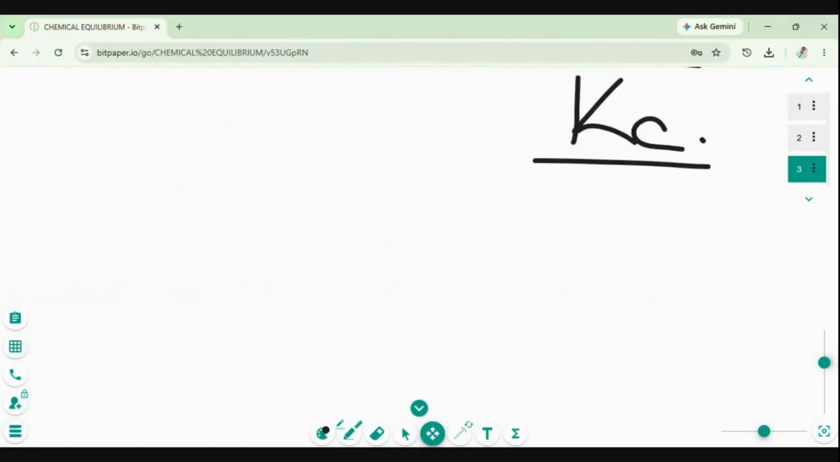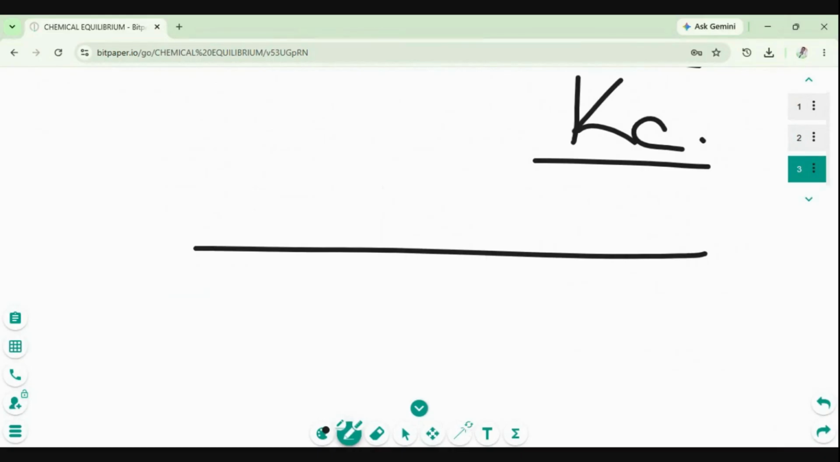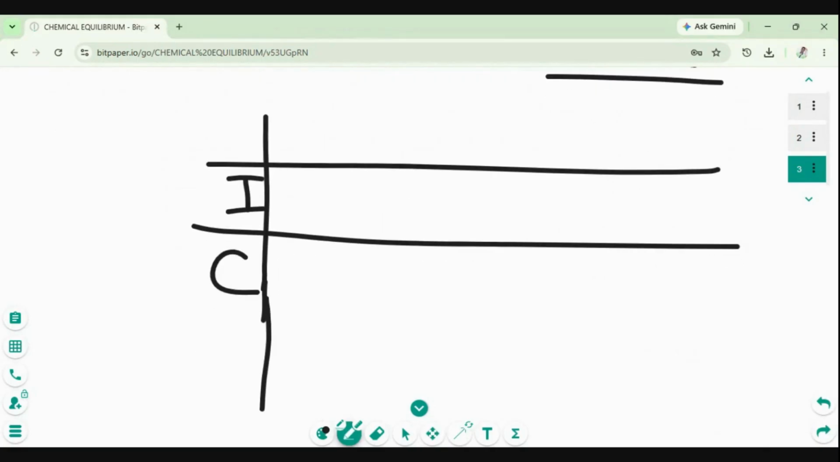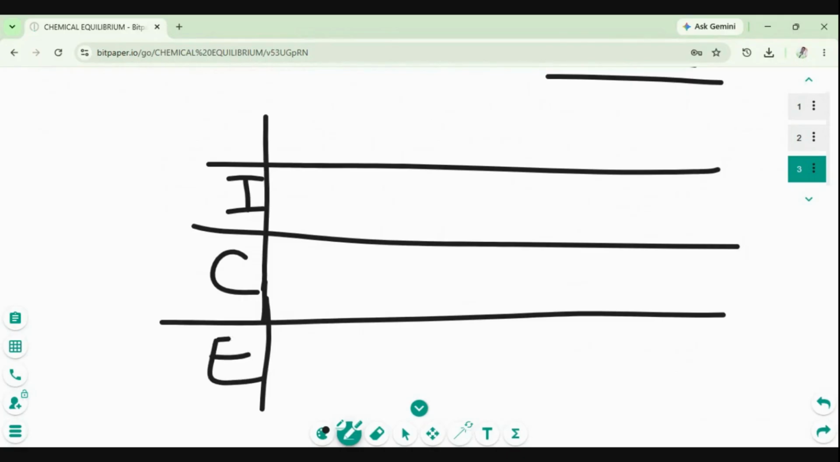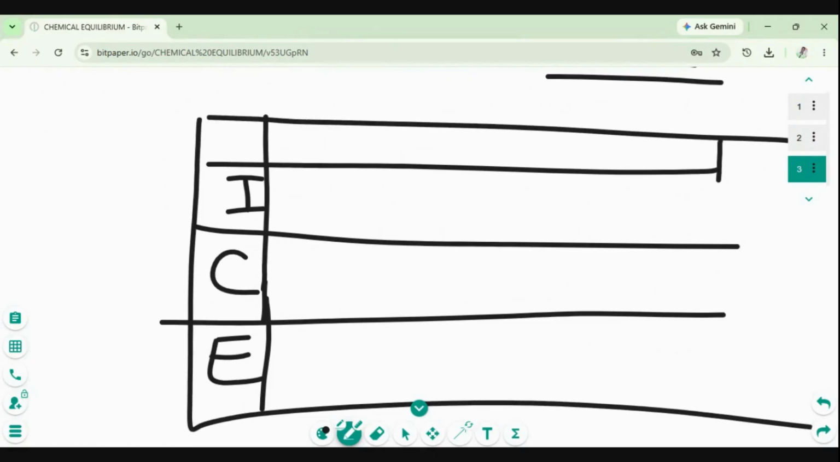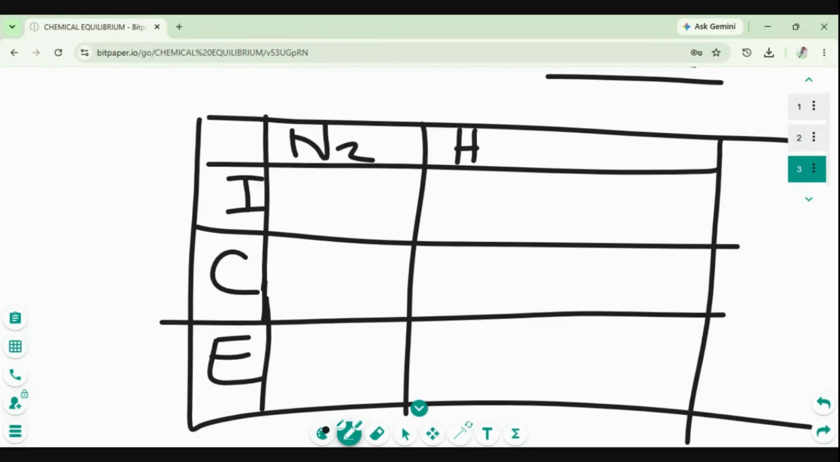Okay, our ICE table again. Members, this is what we are doing. We are either feeding in I or feeding in C or feeding in E. That is our ICE. So in this case, we have nitrogen, we have hydrogen, and we have ammonia. Now you may ask, where did ammonia come from?